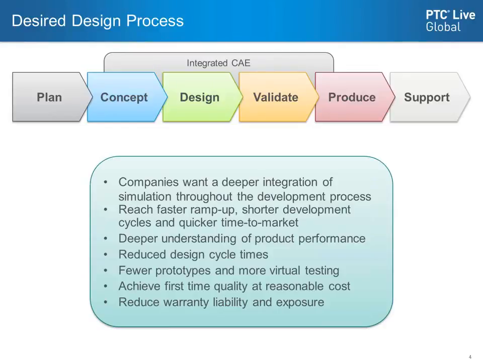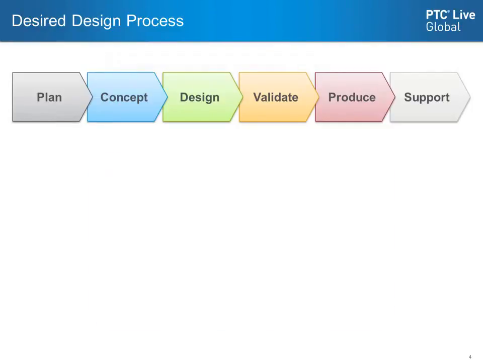In doing that, we can ramp up shorter development cycles, quicker time to market, a deeper understanding of product performance, reduced cycle time, fewer prototypes, etc. This is the desired state, supported by the reports I mentioned earlier. But if we turn the page to what is reality today in what we see in customers, and not to say this is across the board, but in many cases we do see this. If this is the desired state, in reality what we see is this type of scenario.